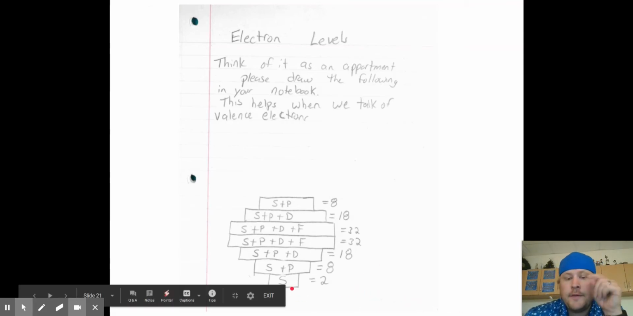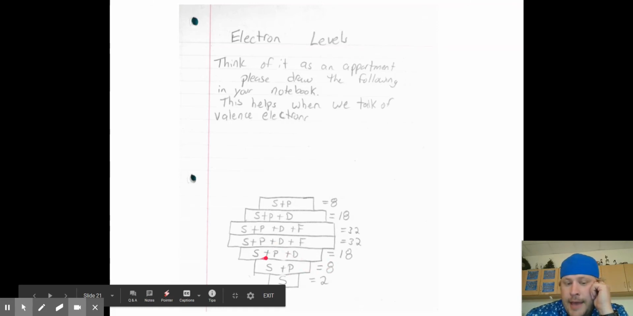So an electron can fill each room. So in this case, there's 2 electrons, 2 rooms. On the second floor, we have an S type of room and we have a P type of room. An S type of room can hold 2 electrons. A P type of room can hold 6 electrons. So for a total, 8 electrons can live on the second level.